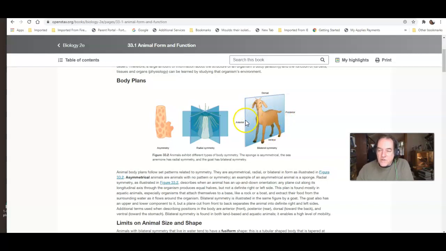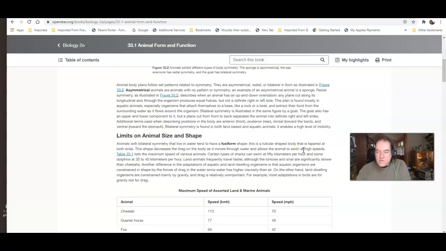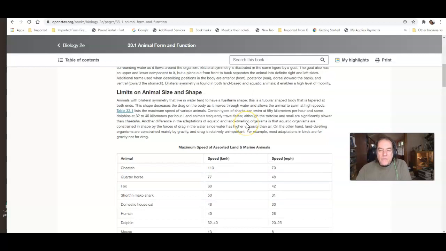So there's a left and a right side, an anterior and a posterior, an inferior and a superior, or ventral and dorsal, depending on what kind of animal you're talking about. All right, so we don't really need to go too much back over those shapes, just remember them, please. Limits on animal size and shape. This is an important idea right here.